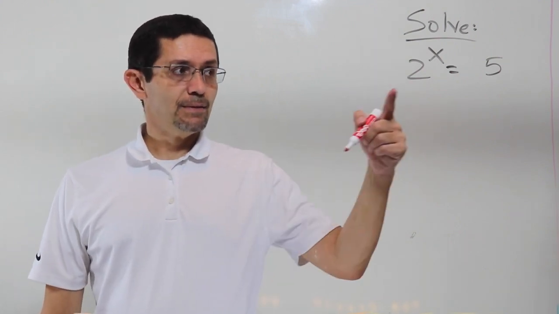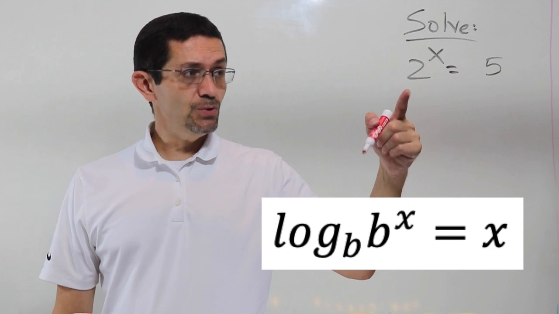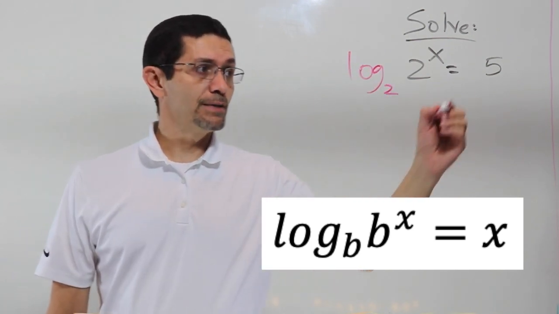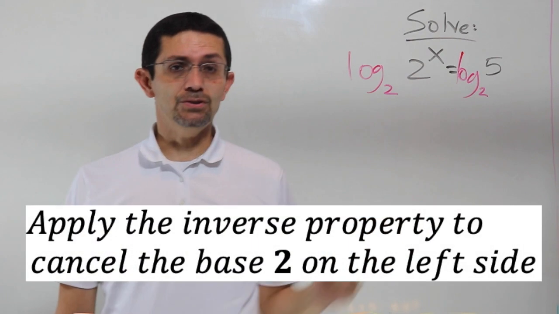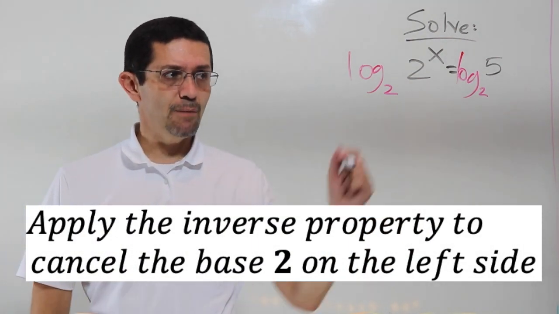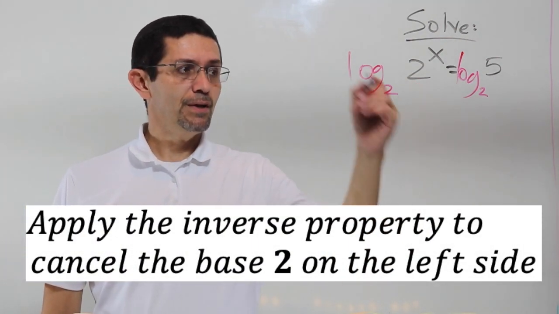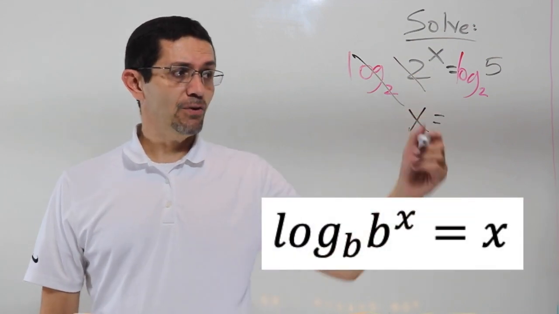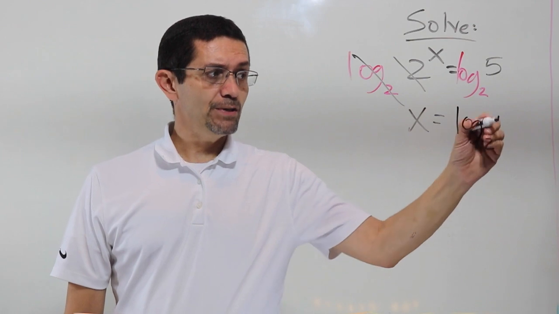One way is the inverse of base 2, use log on base 2 on both sides. Log on base 2, right? That's the inverse. Why? Because the log on base 2 of 2 is going to cancel out and my x will drop. And on the other side I have log on base 2 of 5.